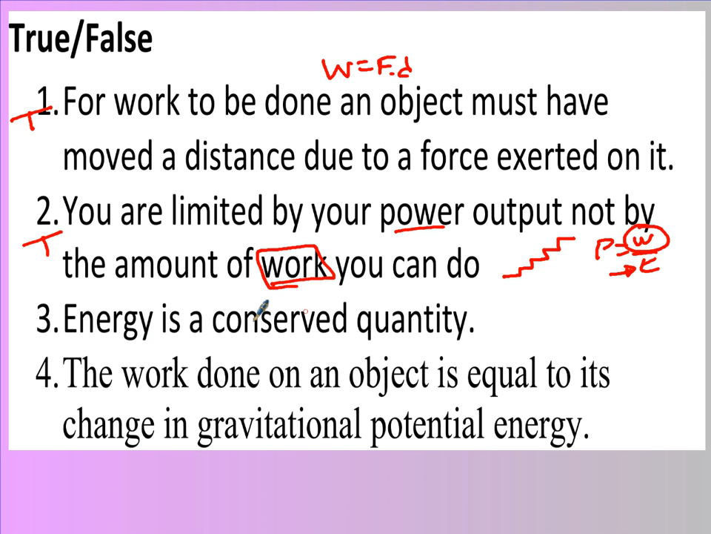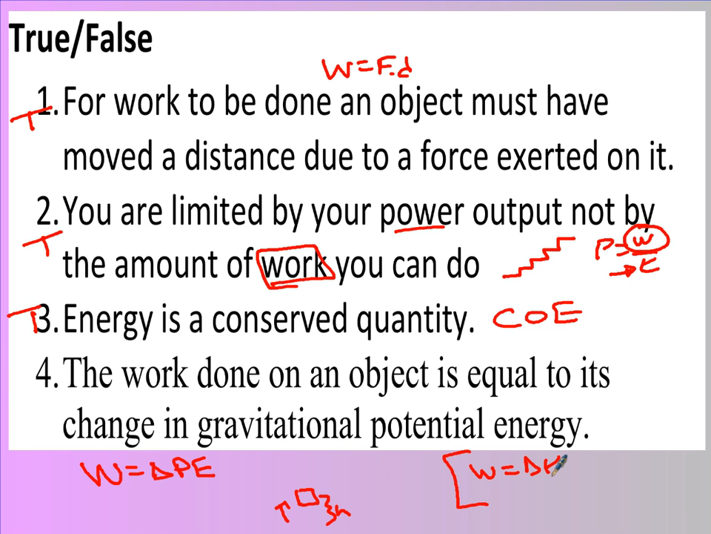Energy is a conserved quantity. Yep, conservation of energy. That's what we've been talking about. Energy cannot be created or destroyed. The work done on an object is equal to its change in gravitational potential energy. Sure, work is a change in potential energy. Imagine the work done to lift a block a height h above a table. Now, don't let this one throw you, because work is also the change in kinetic energy. Basically, work is a change in energy. So this one is also true.